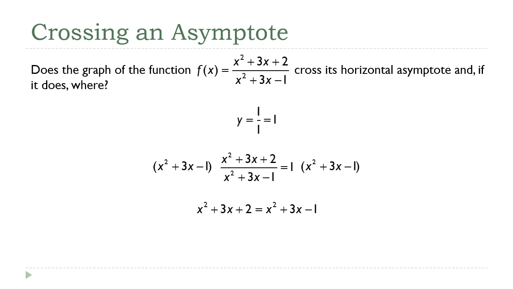Hopefully you can see already, right? Yeah, we're going to have a problem here. I'm going to subtract x squared from both sides, so they're going to go away. And I'm going to subtract 3x from both sides. And those are going to both go away as well. And all we're going to be left with is 2 equals negative 1. Well, that is never true. Right? There's no value of x that's going to make that happen, which tells me that this equation has no solution, which tells me that the function is not going to cross that horizontal asymptote.